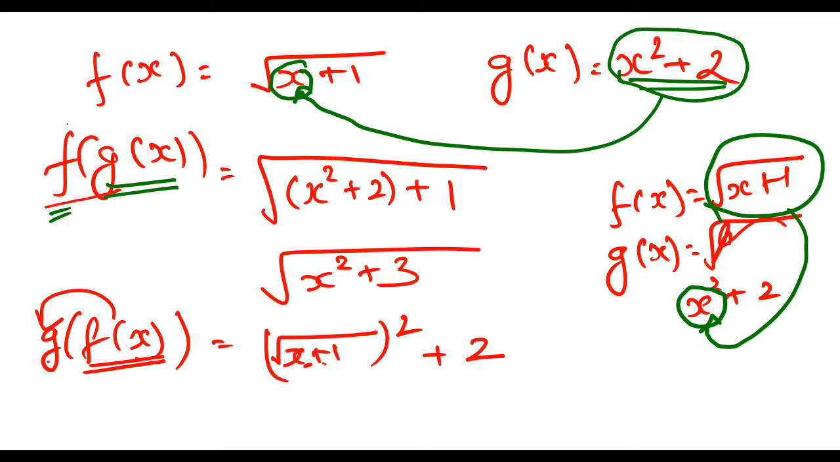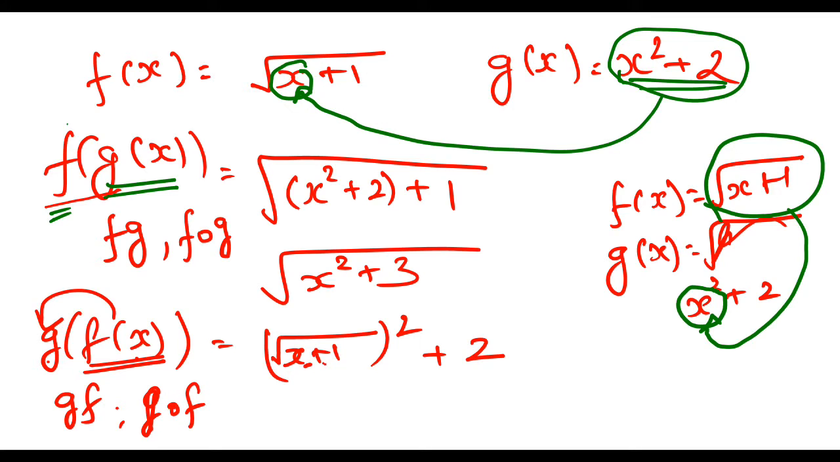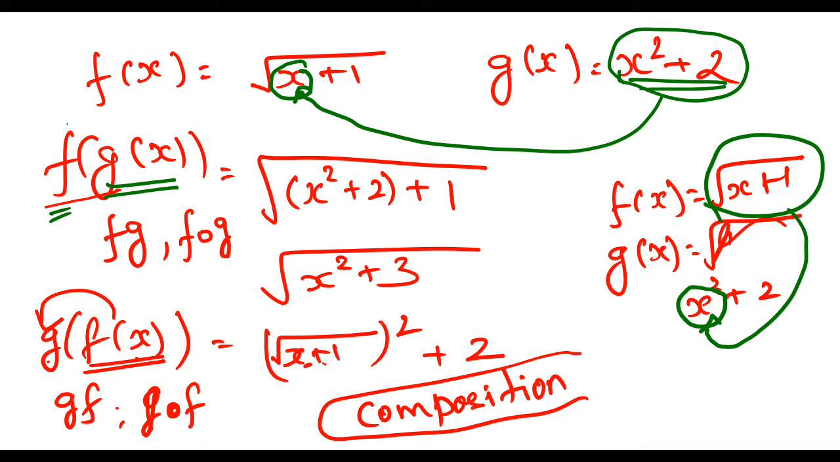In short, we can write this as fg and gf. We also write this as f composition g. This is called composition of functions. So g composition f. So the small round here is called composition. This is an operation between two functions, which is called composition of functions.